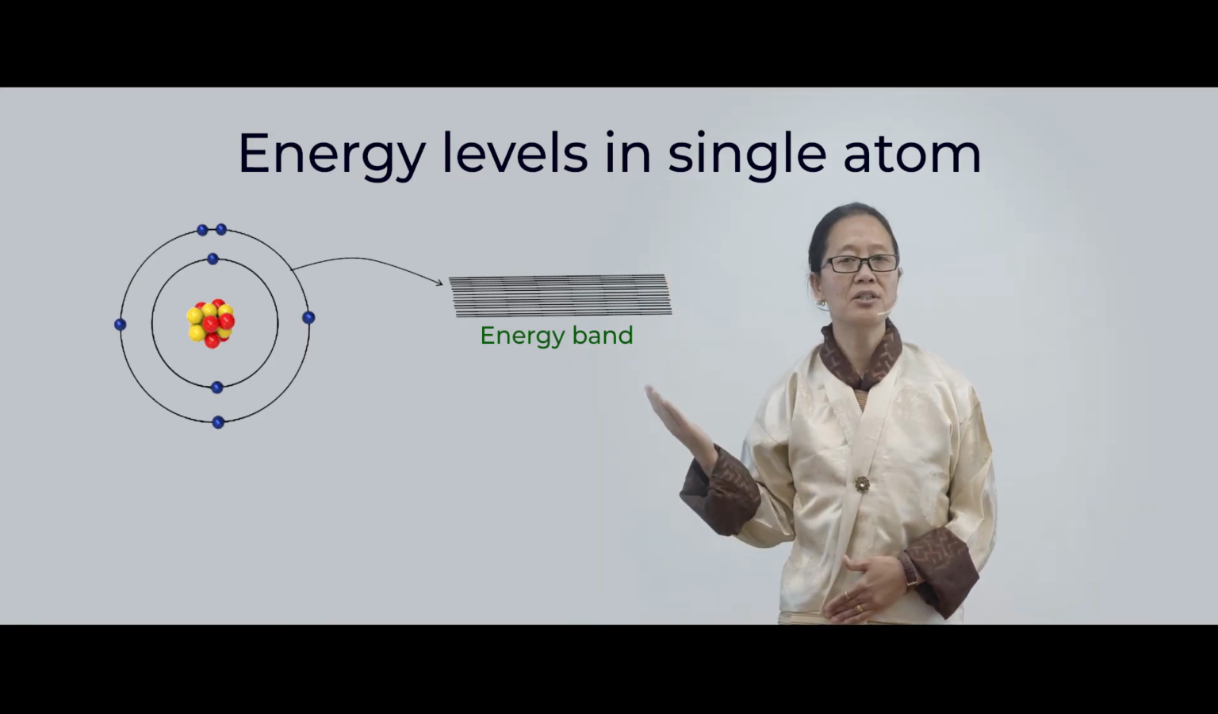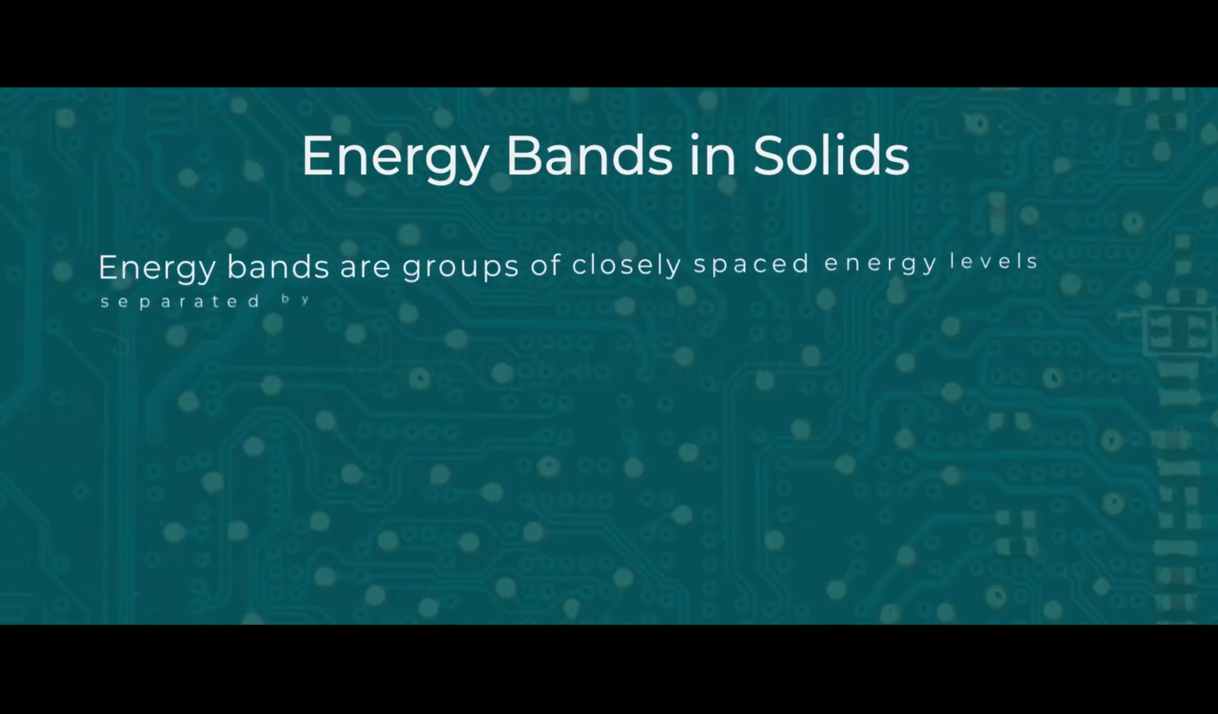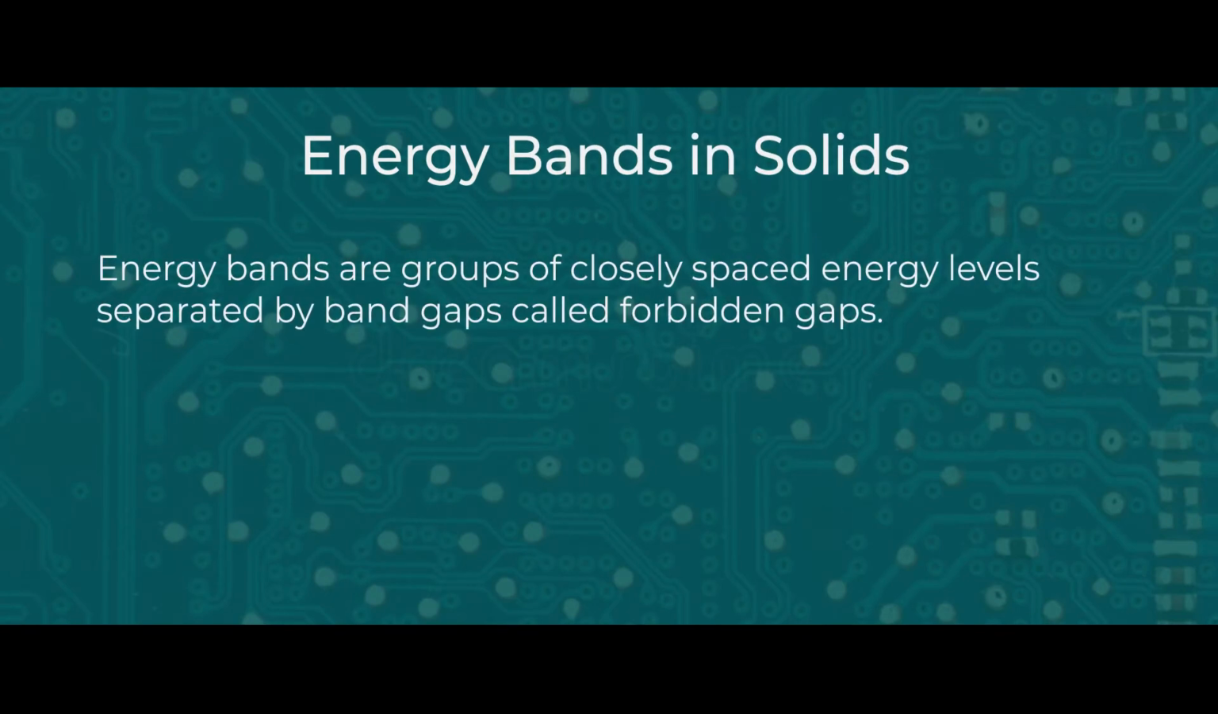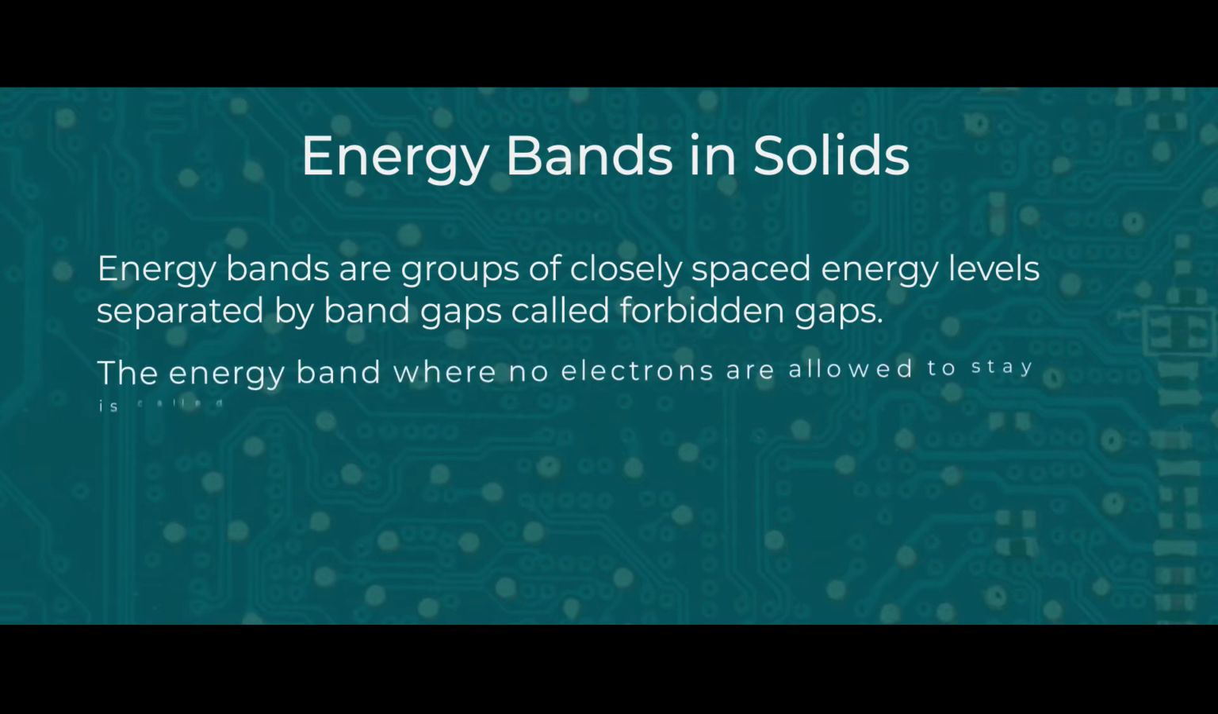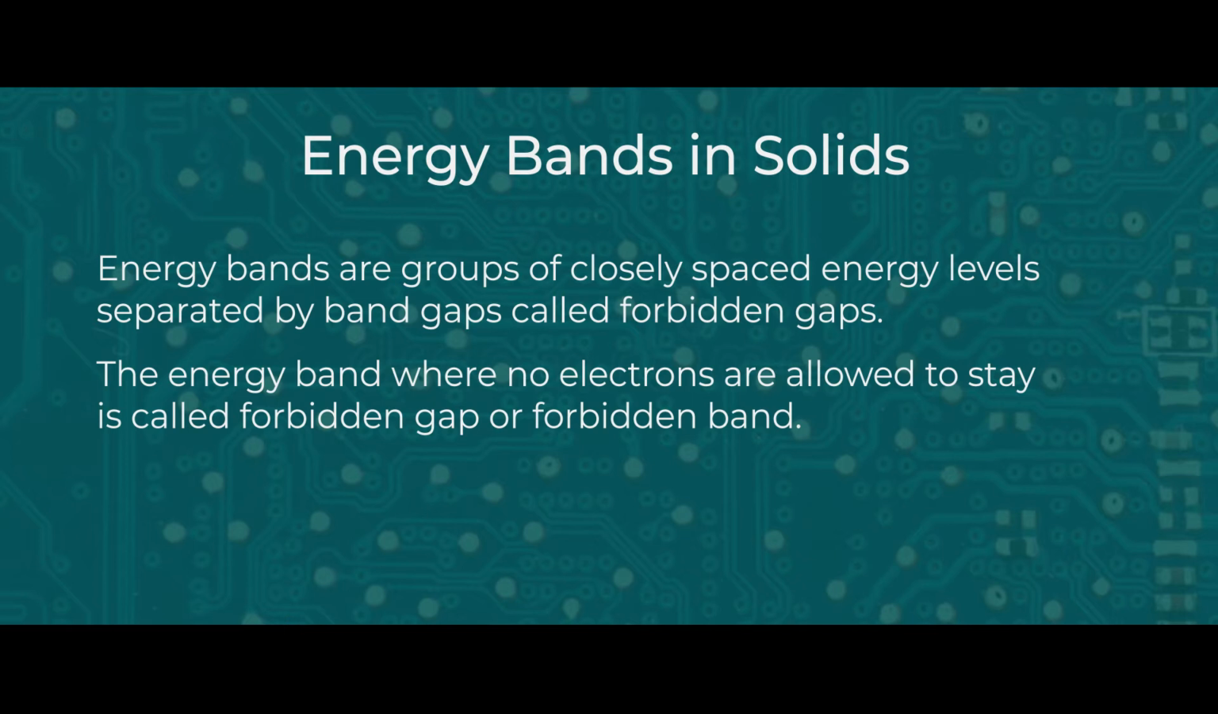Now let's look at the definition of energy band. Energy bands are groups of energy levels separated by band gaps called forbidden gaps or forbidden bands. The energy gap or energy band where no electrons are allowed to stay, or where no electrons are found, is called forbidden gap or forbidden band. You will usually find this forbidden energy band between the conduction band and the valence band.